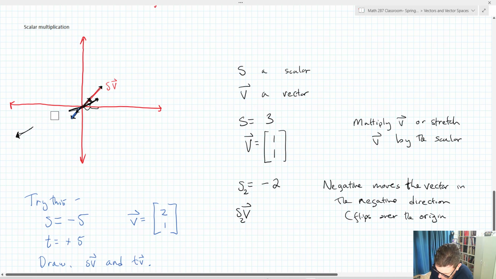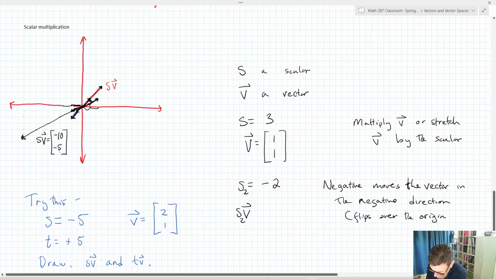It's no wonder that didn't look right. Okay, so I'm going to go 1, 2. Okay, so I flipped it over the origin. And now I'm going to stretch it by 5. And there's my resulting vector. And that has 2, 4, 6, 8, 10, and 1, 2, 3, 4, 5 in the negative direction. So this resulting vector SV is equal to -10, -5.